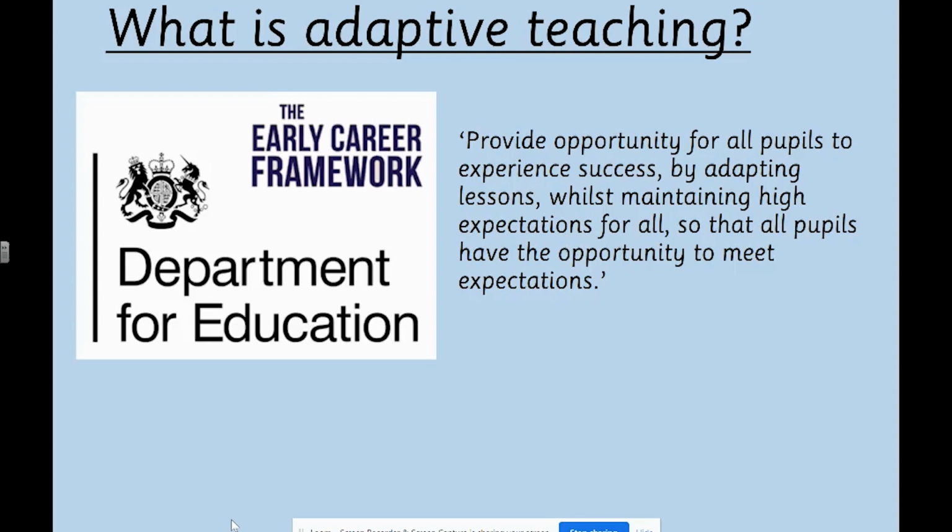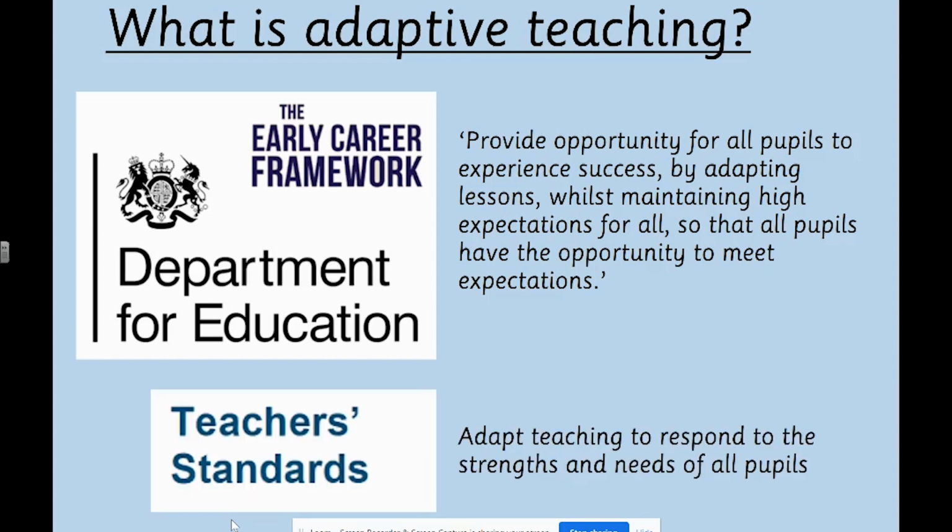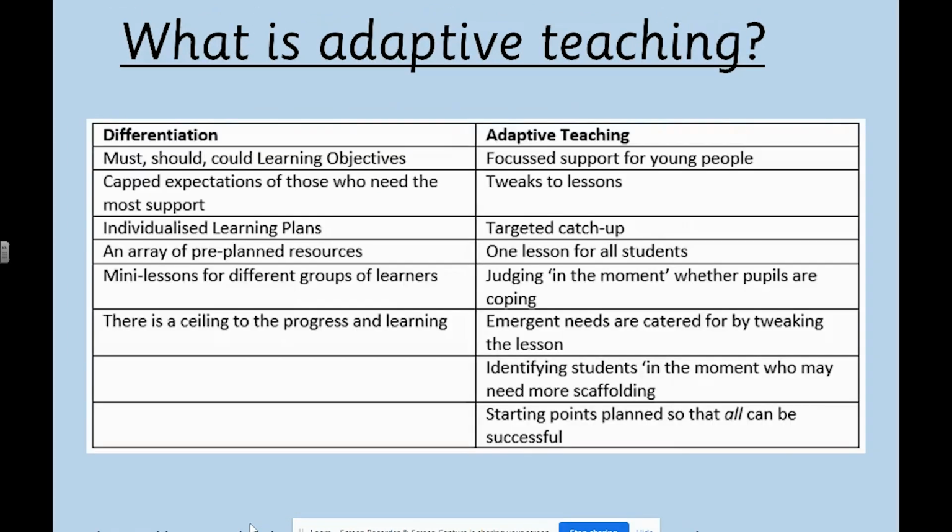So it states that it's about providing opportunities for all students to experience success by adapting lessons whilst maintaining the highest expectations for all, so that all pupils have the opportunity to meet expectations. It's also in the Teachers' Standards, standard number 5, adapt teaching to respond to the strengths and needs of all pupils. So adaptive teaching replaces differentiation. This table highlights some of the differences.